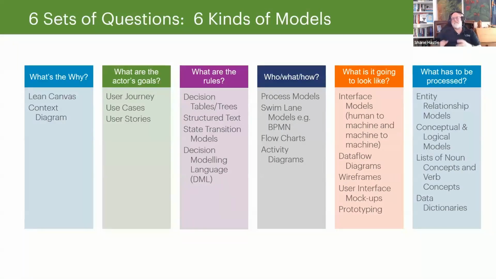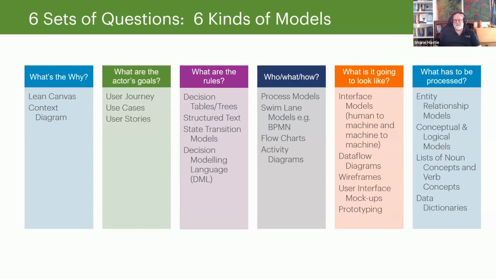So models help us answer questions, and our frameworks must answer these types of questions. The why. So things like the lean canvas and the context diagram help us understand the why for a piece of work. What are the actors' goals? Who are the people that are going to use this, and what do they need to achieve? So user journeys, use cases, user stories could be techniques.